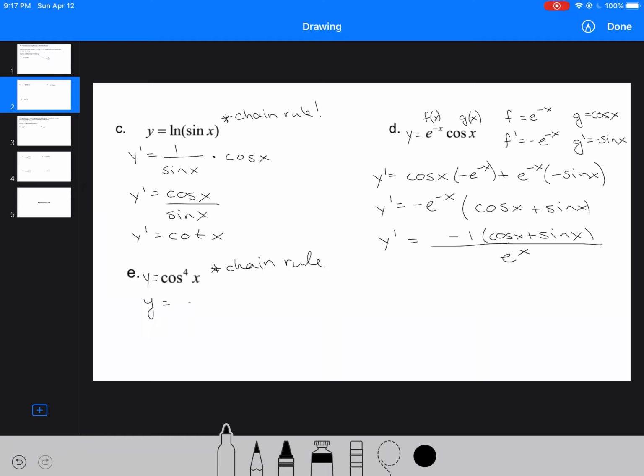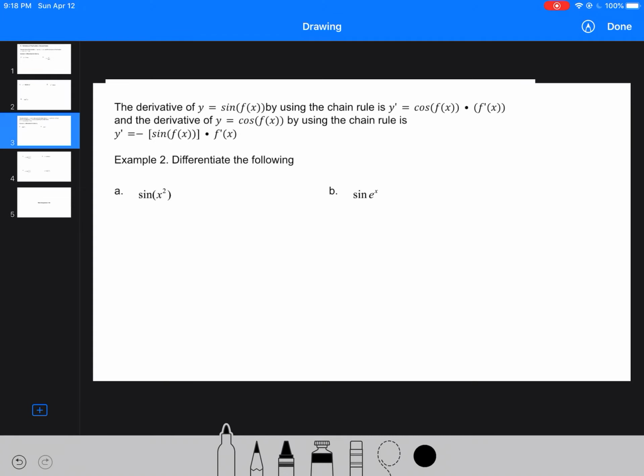Let's rewrite this so it's a little bit easier to see. So we've got y equals cos x to the exponent 4. Sometimes that's a little bit easier to see. So now we've got 4 cos x to the 3. And then we're going to multiply by the derivative of whatever's inside the brackets. So minus sine x. And then we can simplify this a little bit further to minus 4 sine x cos cubed x. And that's the derivative.